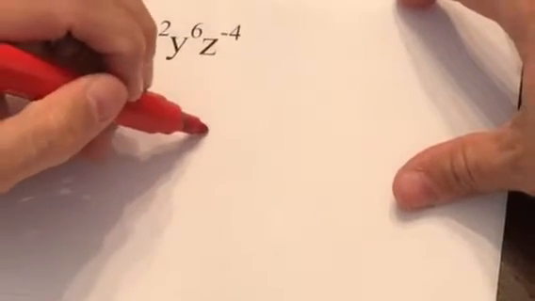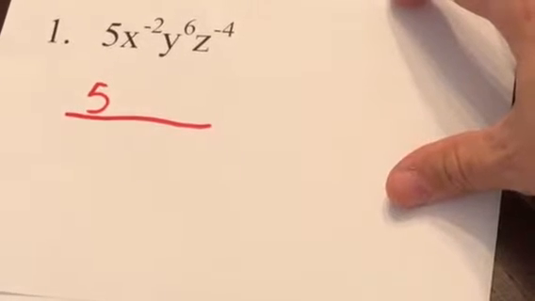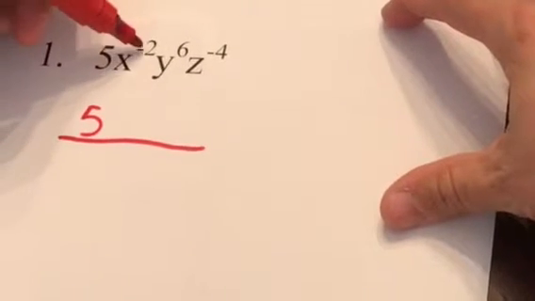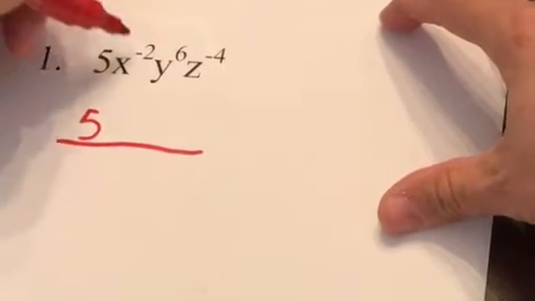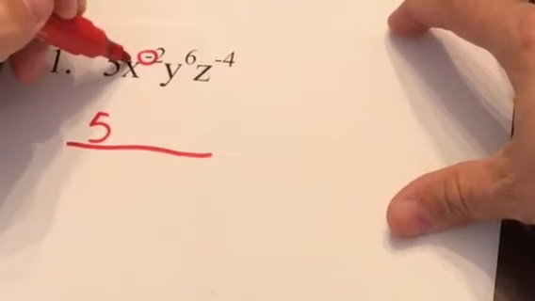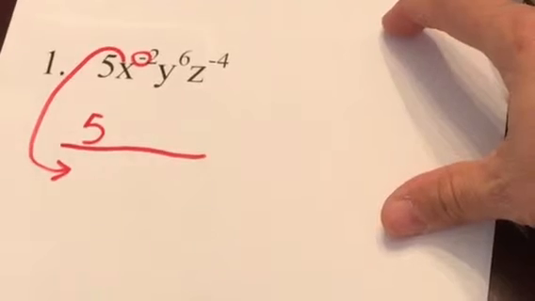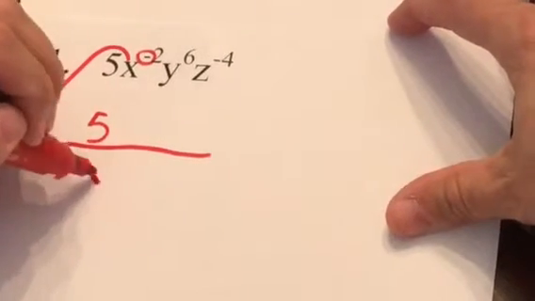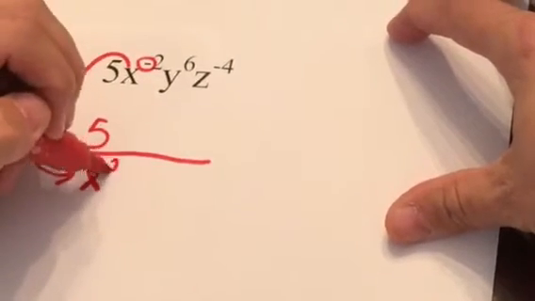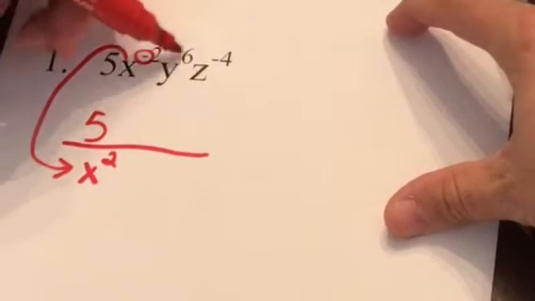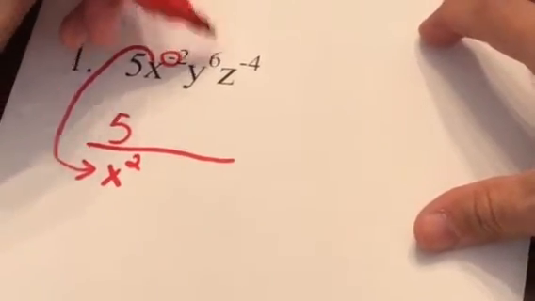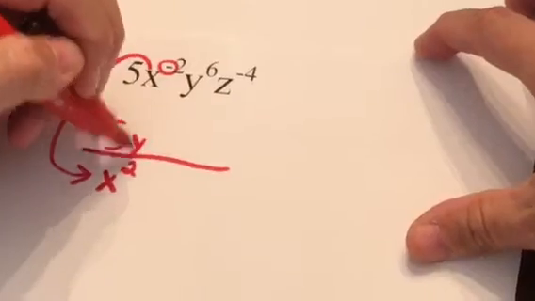And I'm going to go ahead and set up my underline to create a fraction. X to the negative second power. The negative exponent is going to move the x to the bottom of the problem and then turn positive. Y to the sixth is already positive, so it stays, and I'm going to slide it over to the 5.